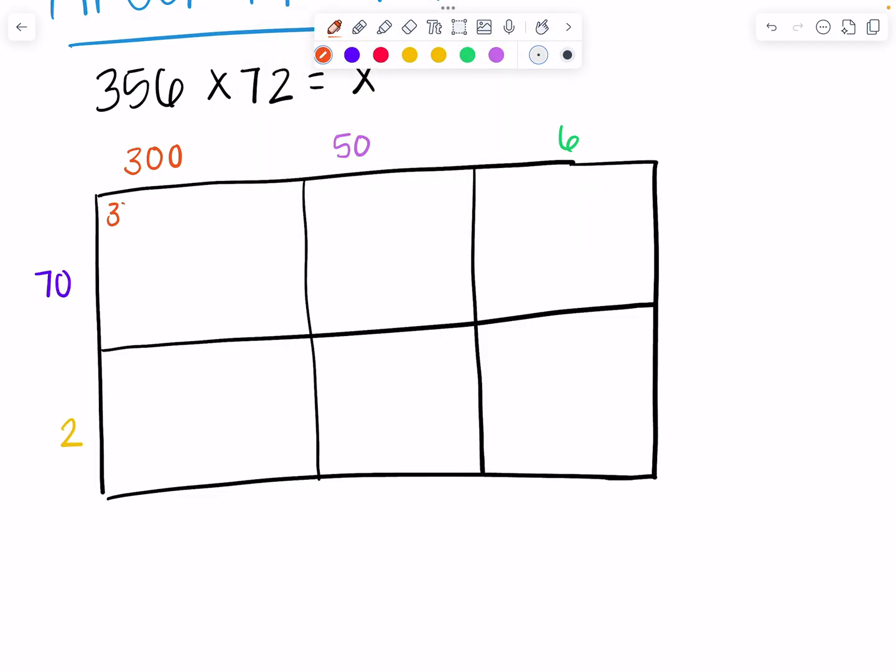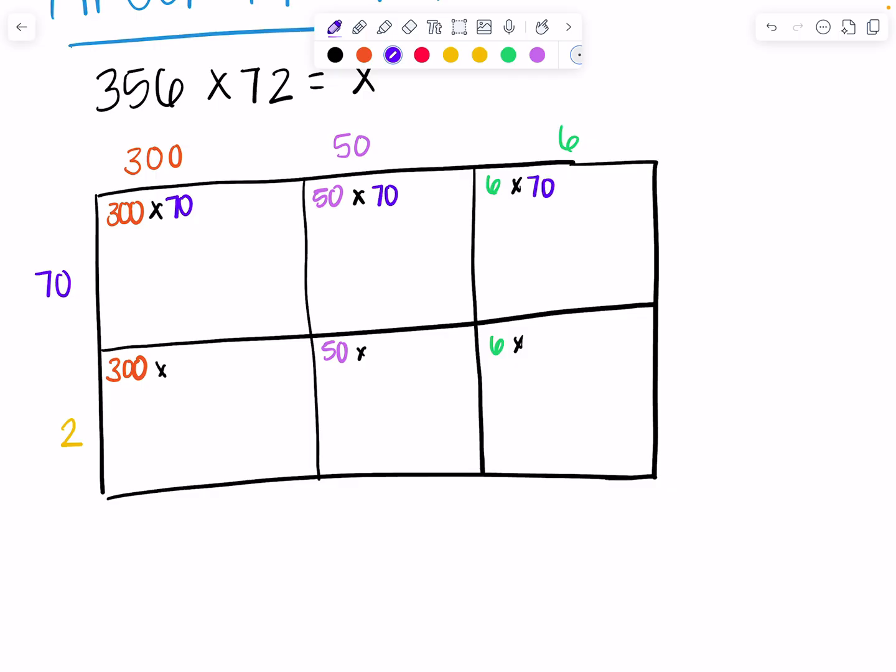Okay, so I'm going to take my 300, and in both boxes for this, in this direction, I'm multiplying by 300. Then 50, and then 6. Okay, now for whatever number going horizontally, I'm going to multiply straight across.